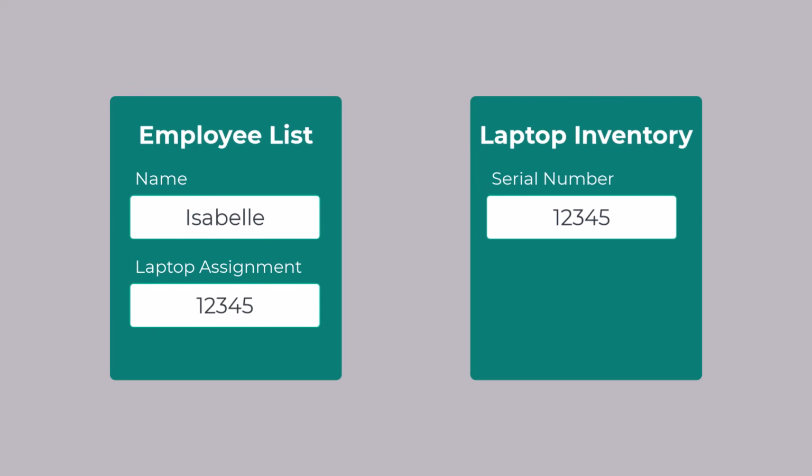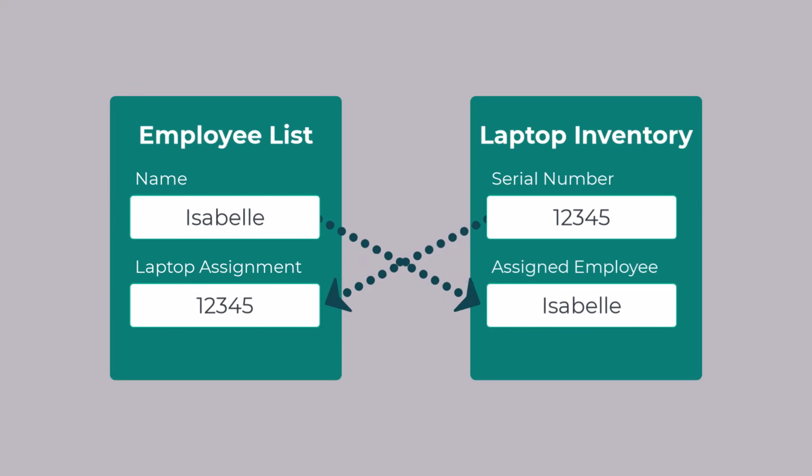That's useful, but it only works one way. The employee form contains a reference to the laptop, but if you open the laptop record, you won't automatically see which employee it's assigned to. This is what we call a one-way relationship. A linked lookup turns this into a two-way relationship.